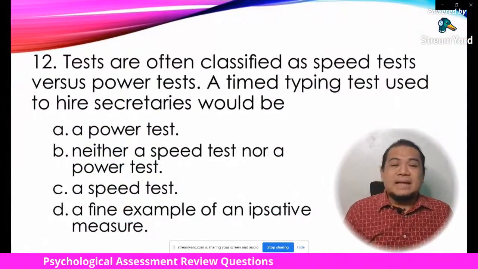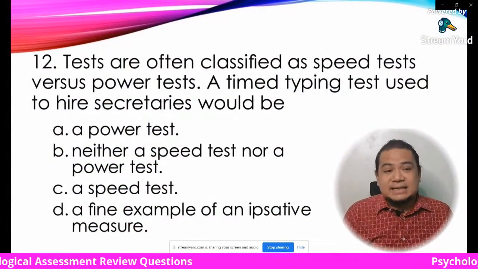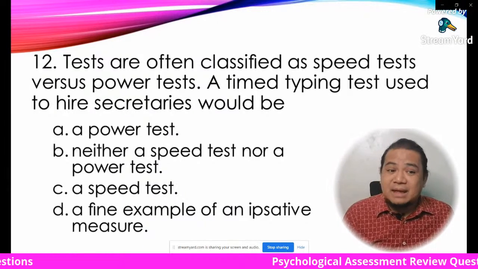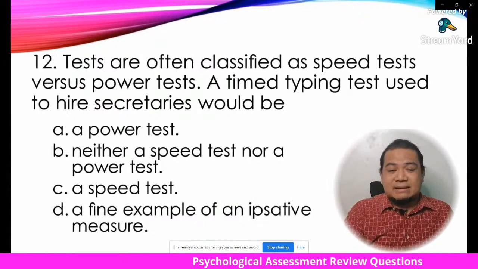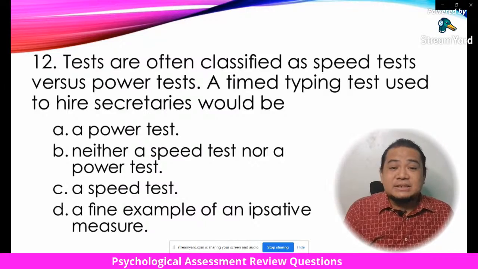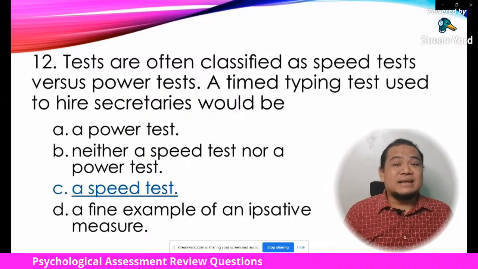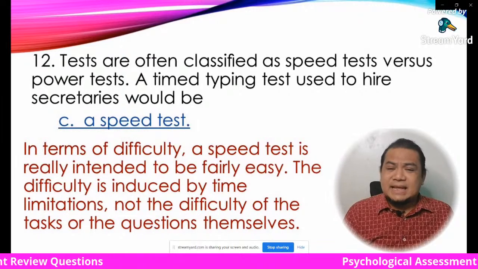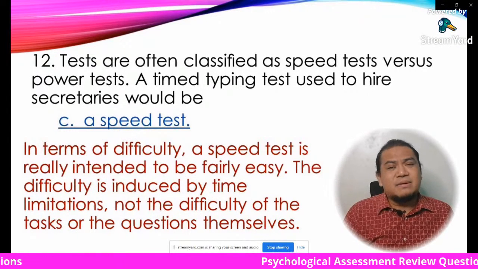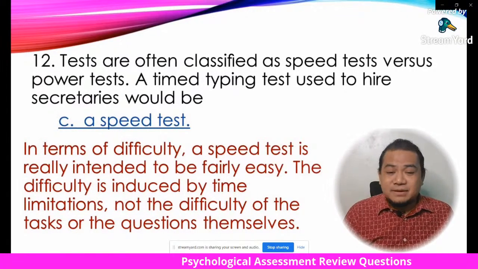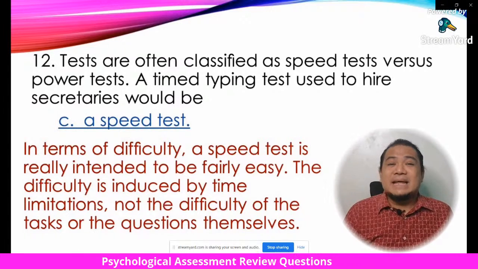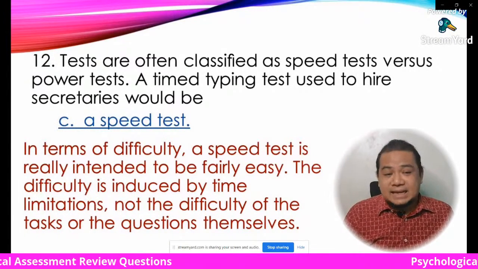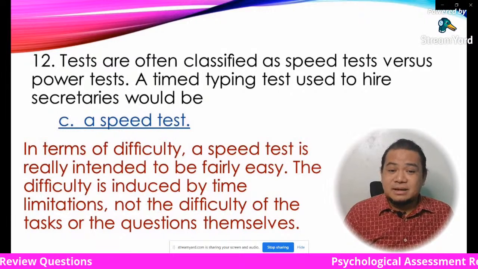Number 12. Tests are often classified as speed tests versus power tests. A time typing test used to hire secretaries would be, the answer is letter C, a speed test. In terms of difficulty, a speed test is really intended to be fairly easy. The difficulty is induced by the time limitations and not the difficulty of the task or the questions themselves.